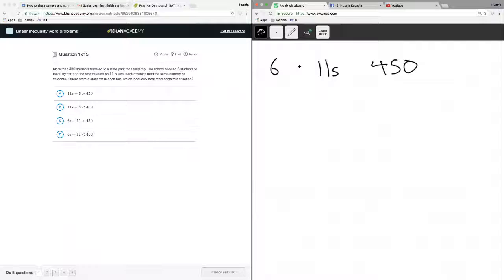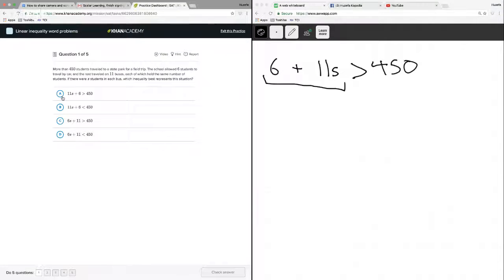So remember, we're doing it like this. These guys comprise the total number of students, and they said more than 450. So this is all more than 450. So this should be our winner right here. Now, it doesn't matter if the 11S or the 6 comes first, as long as we have the pair, the 11 multiplying the S. It looks like right off the bat, A is our answer.